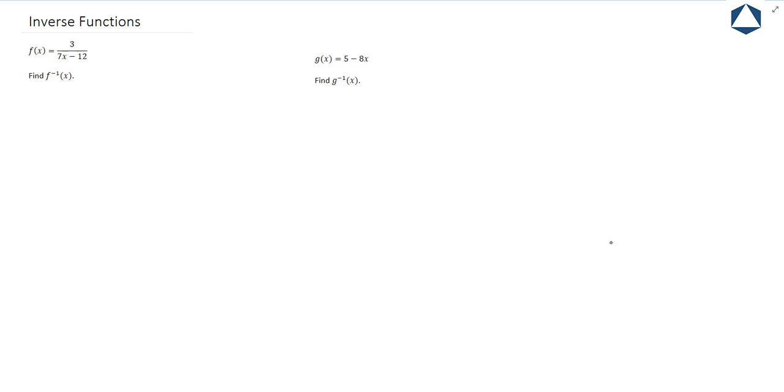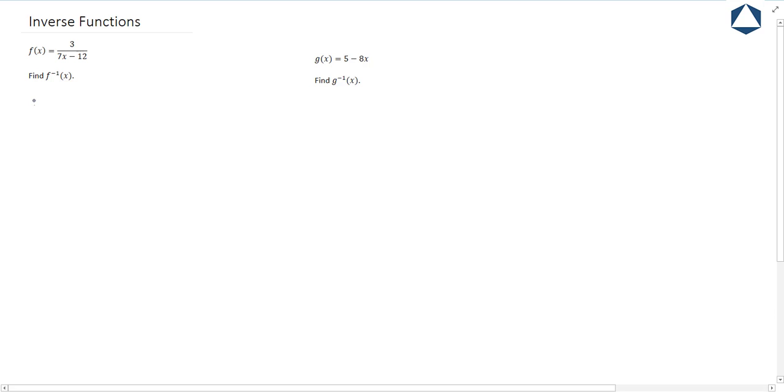Now let's see how we find inverse functions. So we have two examples here. One is function f of x, which is 3 over 7x minus 12, and the other is function g of x, which is equal to 5 minus 8x. So we are required to find the inverse functions of these two. So let's start off with function f.